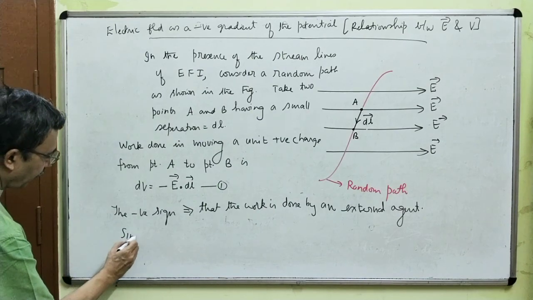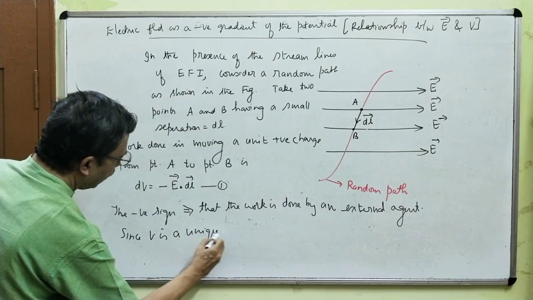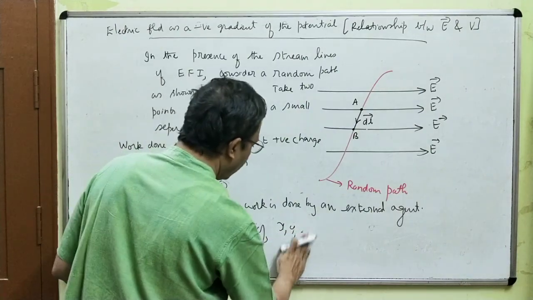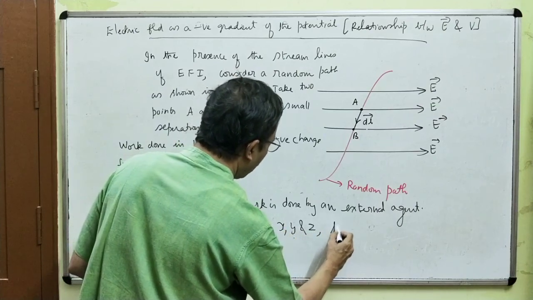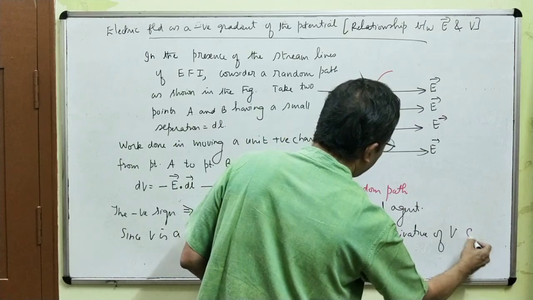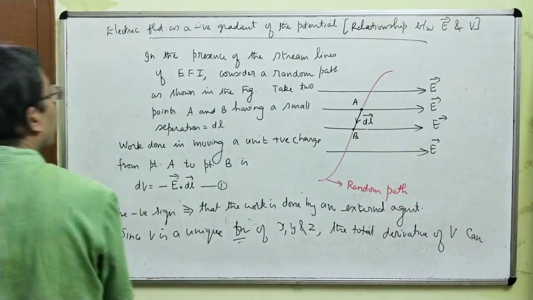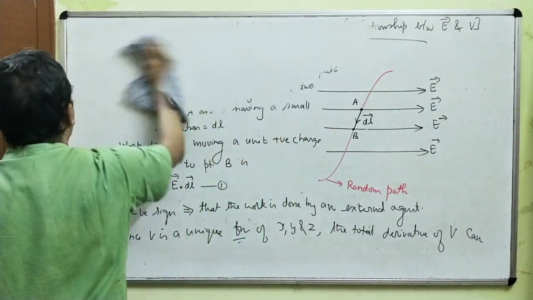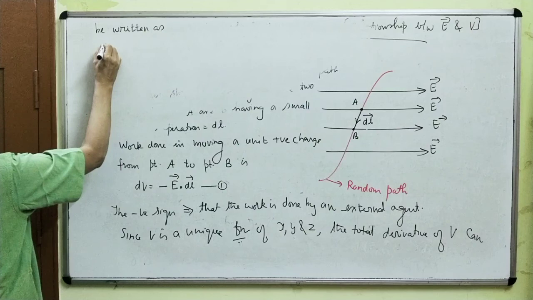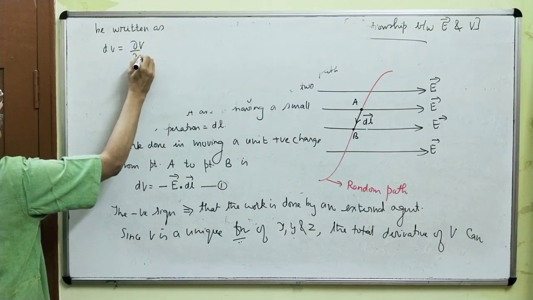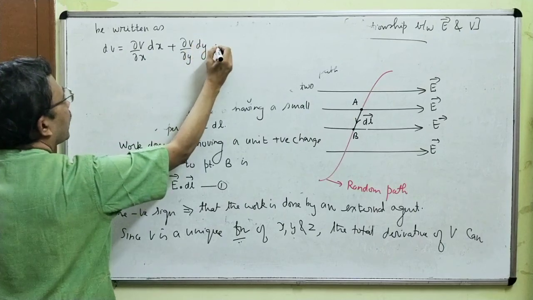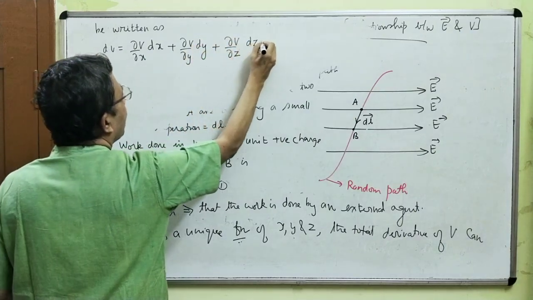Next I am going to say, since V is a unique function of x, y and z, the total derivative of V can be written as dV is equal to dou V by dou x into dx plus dou V by dou y into dy plus dou V by dou z into dz. This I will call equation 2.